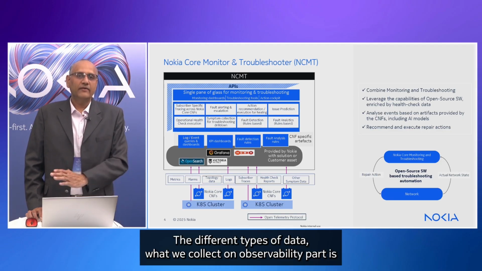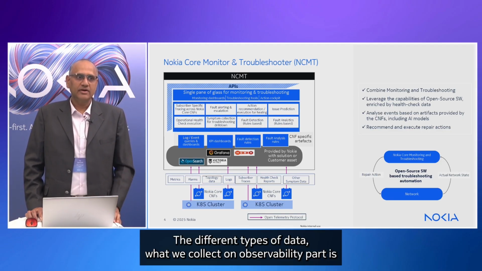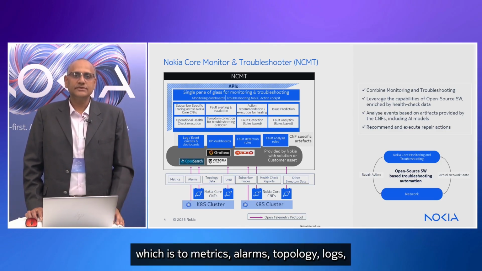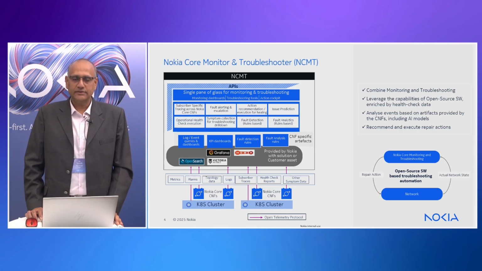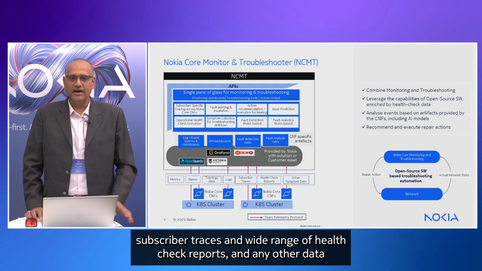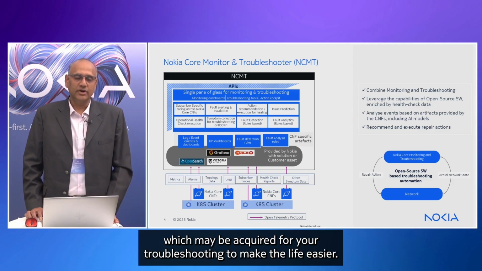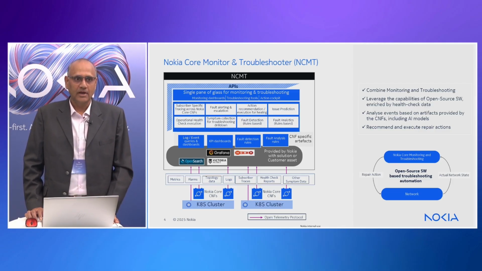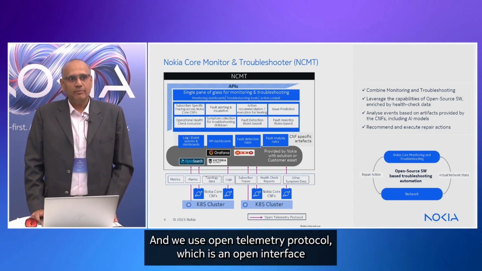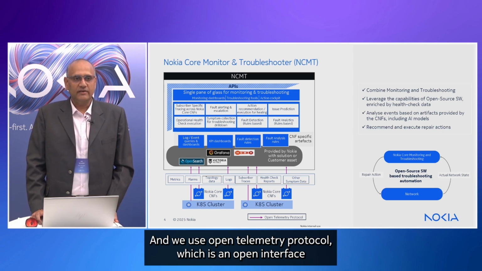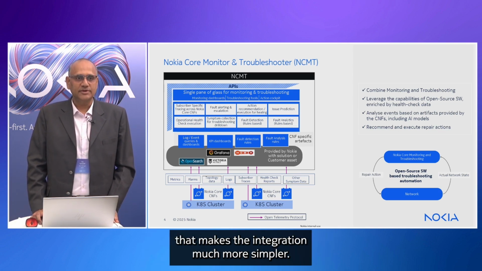The different types of data we collect on the observability part are metrics, alarms, topology, logs, subscriber traces, a wide range of health check reports and any other data which may be required for your troubleshooting, to make life easier. And we use the OpenTelemetry protocol, which is an open interface that makes the integration much simpler.